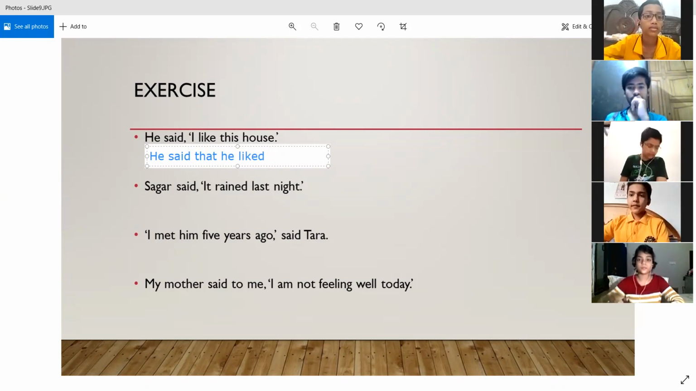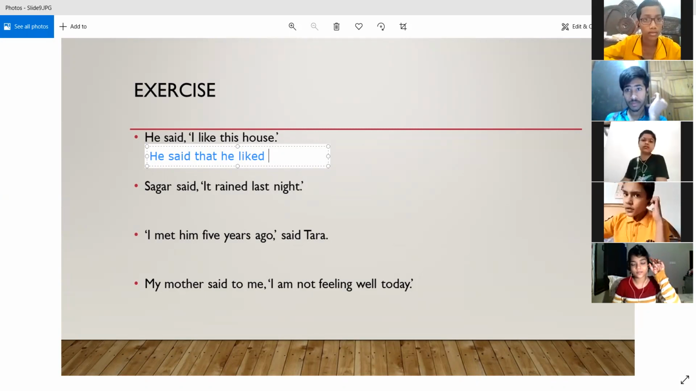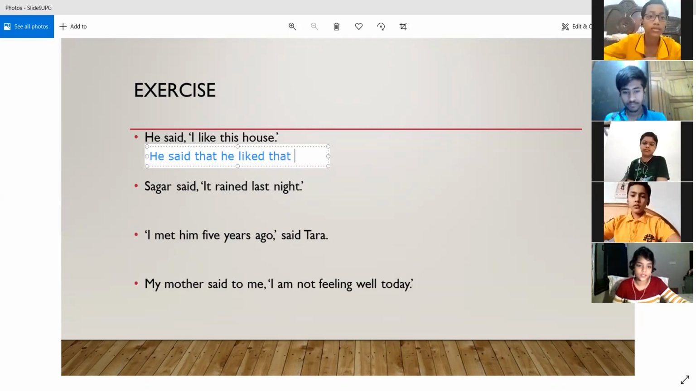But see one more thing. "This" changes into "that" in the indirect speech. That is also something very important. Remember this. So okay, he said that he liked that house. Okay. Okay, sir.